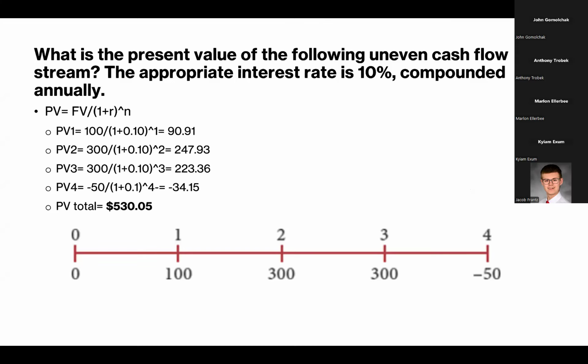So for my first question, it says, what is the present value of the following uneven cash flow stream? The approximate interest rate is 10% compounded annually. So this is the same formula that AJ used earlier, but instead of T, I used N, which is basically the same thing. So I won't explain the formula. But I basically got the present value for each year, summed it up, and then it gave me a total present value of $530.05.